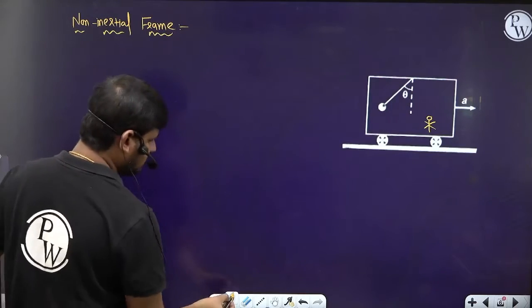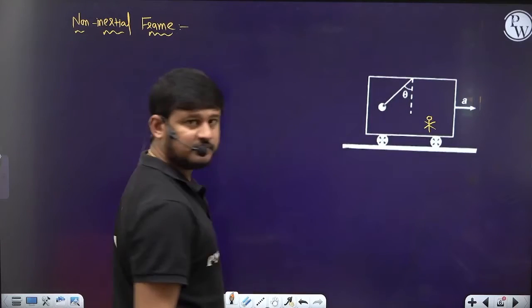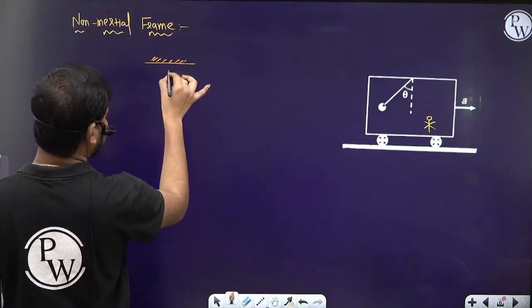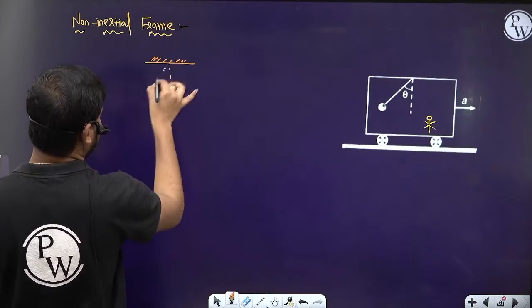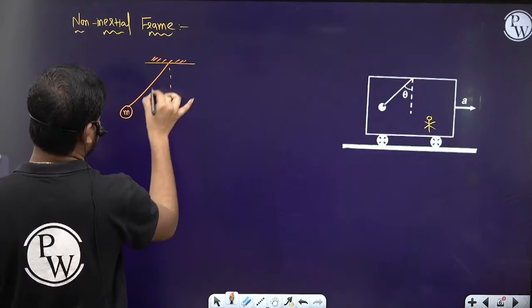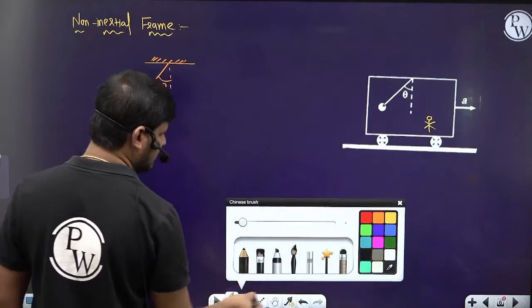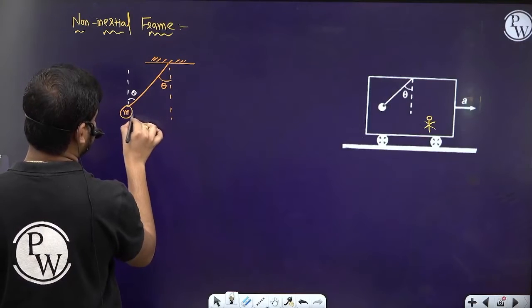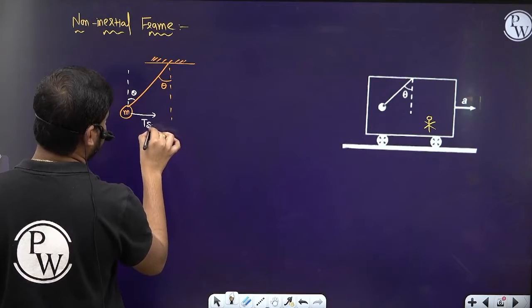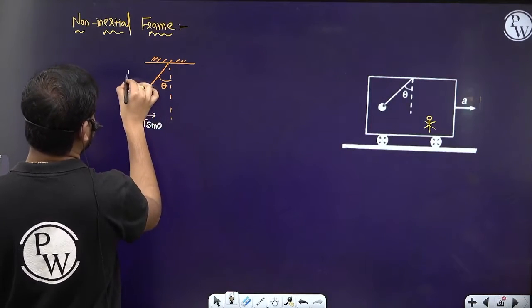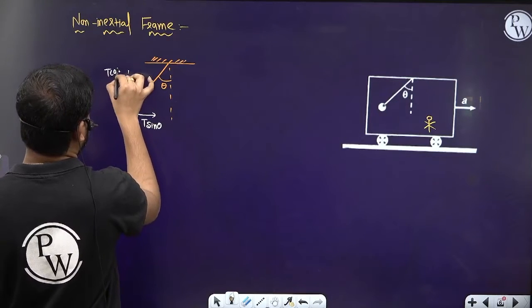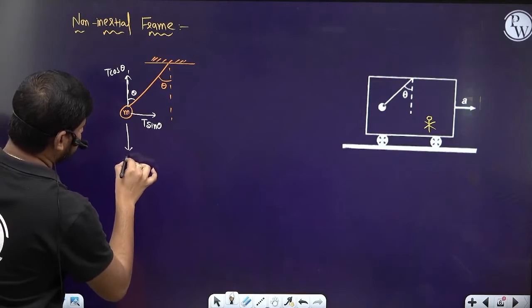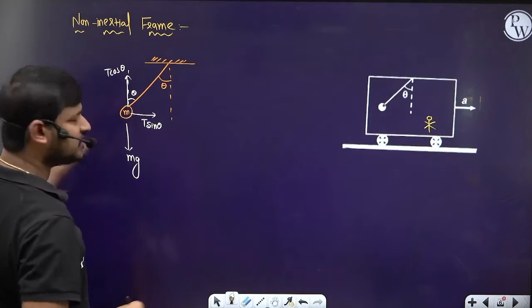Now see here. For the non-inertial frame, again let's draw the free body diagram. This is the ceiling, and with respect to the vertical it's making some angle theta. Again the same concept: if this angle is theta, this is going to be theta. This side the T sin theta will come, and upside T cos theta will come. And one more thing, its weight mg acts downward. Now you can't apply Newton's laws here.